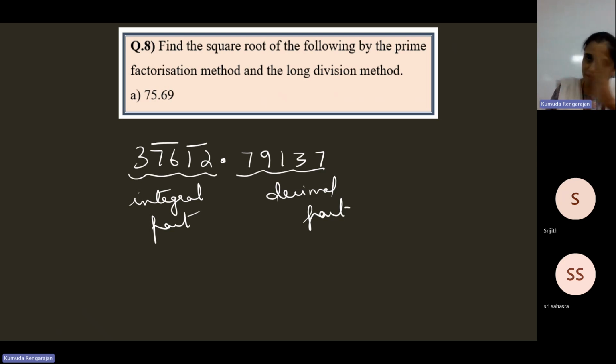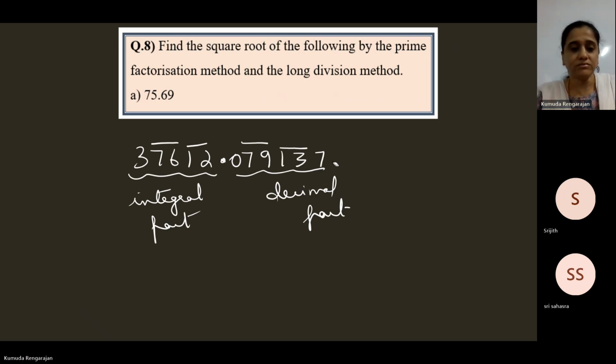Integral part, we pair it backwards. Decimal part, we pair the digits forwards. So 7, 9 forms a pair, 1, 3 forms a pair, 7 stands alone. But you can always add a 0. We know that we can add zeros to the extreme right or left of the decimal number. You cannot put a 0 in the middle, then you're changing the value of the number. But to the extreme right or left, you can add as many zeros as you want. You're not changing the value of the decimal number.